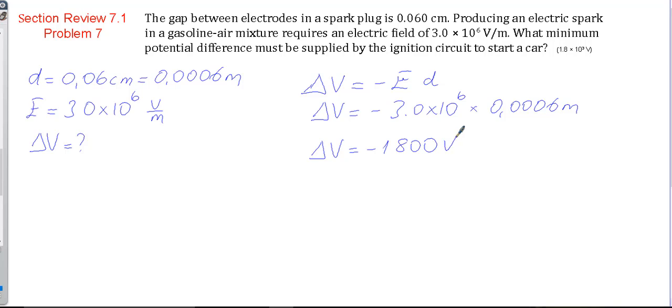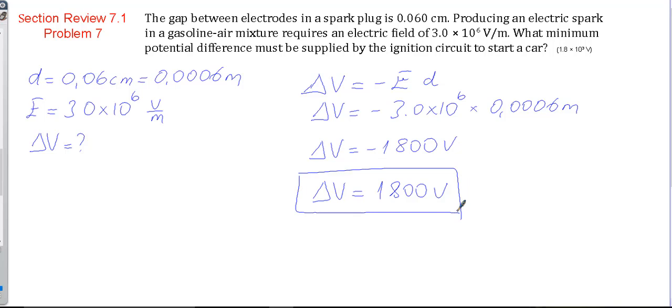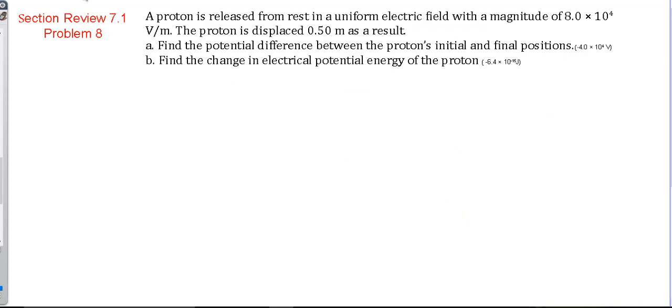It says what is the minimum potential needed, so we can say that delta V is equal to 1800 volt is needed. If you leave minus 1800, it doesn't matter, it is also correct.